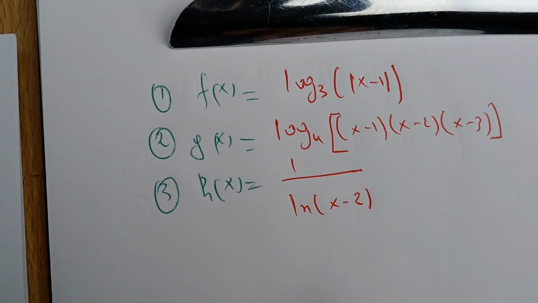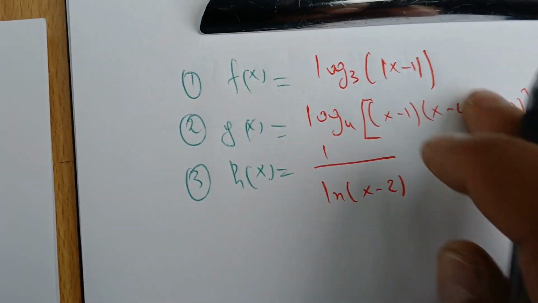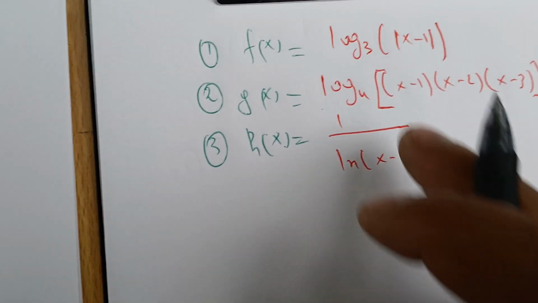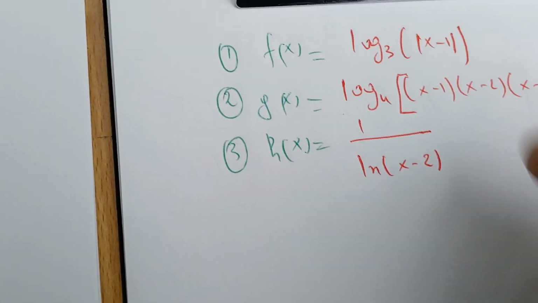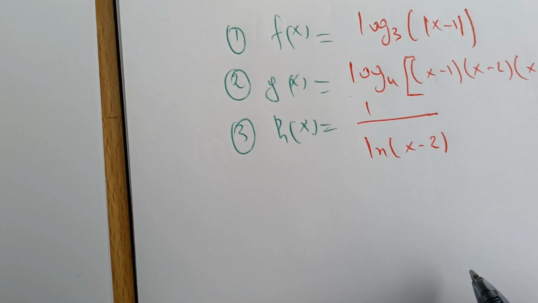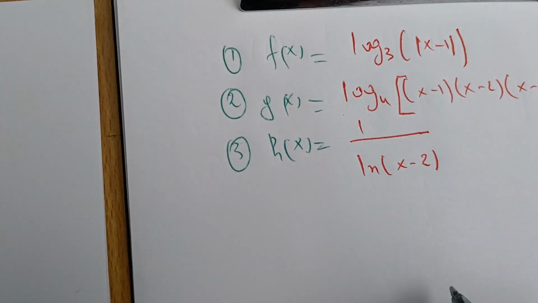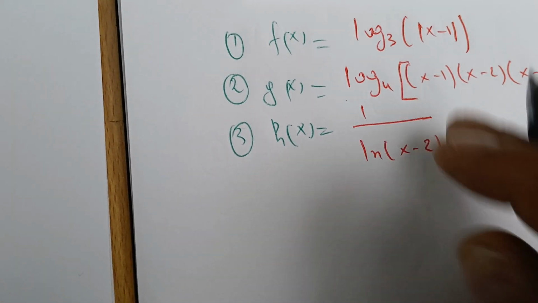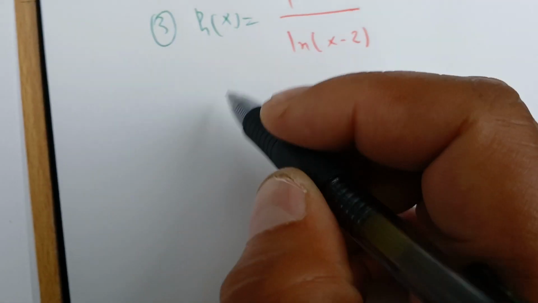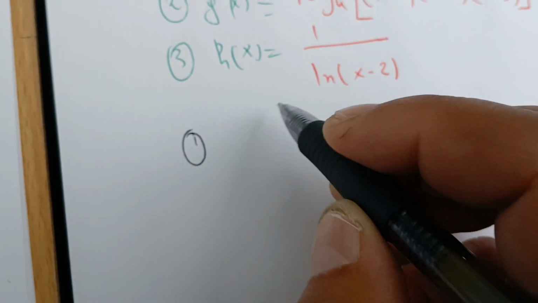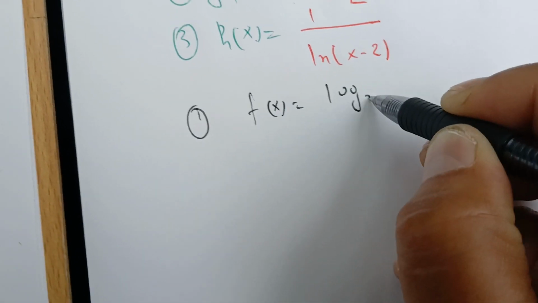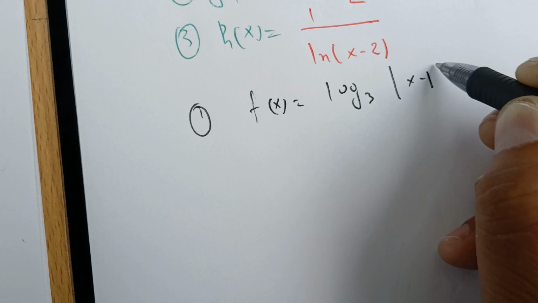Welcome back. Assume now that I want to solve for the domain of the following functions. These are logarithmic functions depending on some basis, different bases. And I want to find the domain. So we'll start with this first one. Here our function is f of x is the log base 3 of the absolute value of x minus 1.